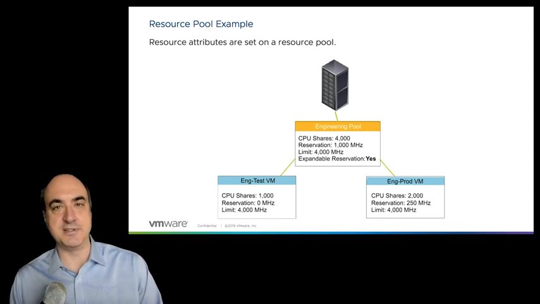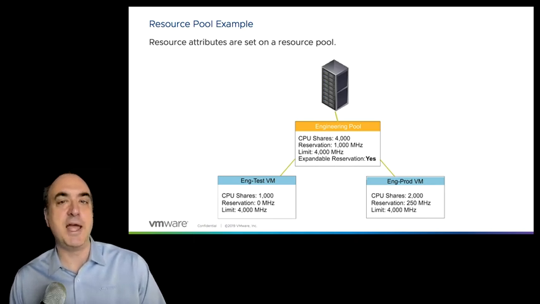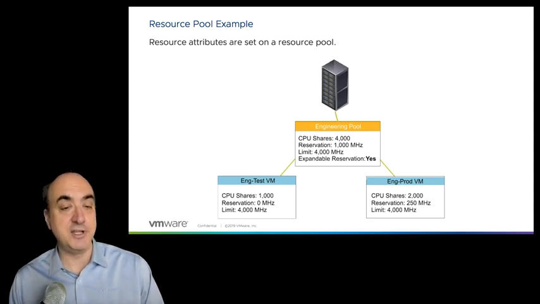So the important thing here is the limit. That's the most that all of their child objects can consume at any one time. And you'll notice that the two VMs are actually both set to a limit of 4,000 megahertz as well. They can't both use 4,000 megahertz at the same time because their parent pool has been limited to 4,000 megahertz. If by chance they try to, you'll notice some other things that are going to be in play here.